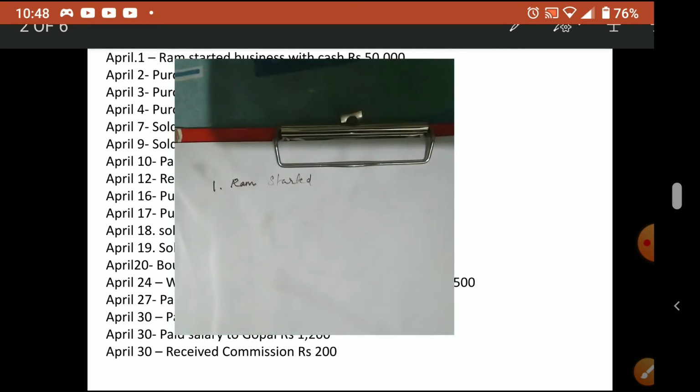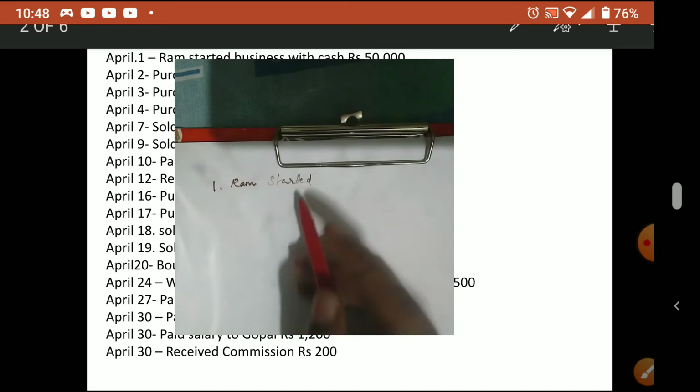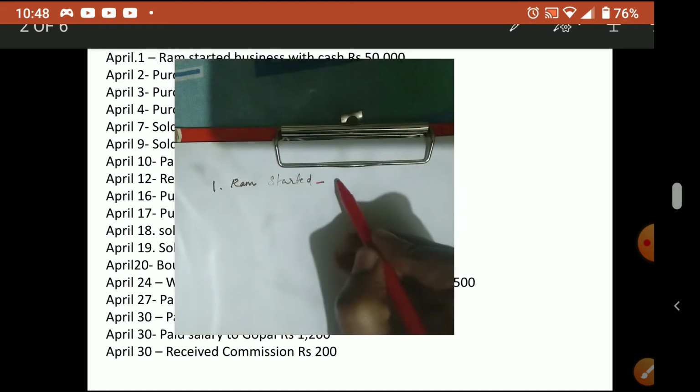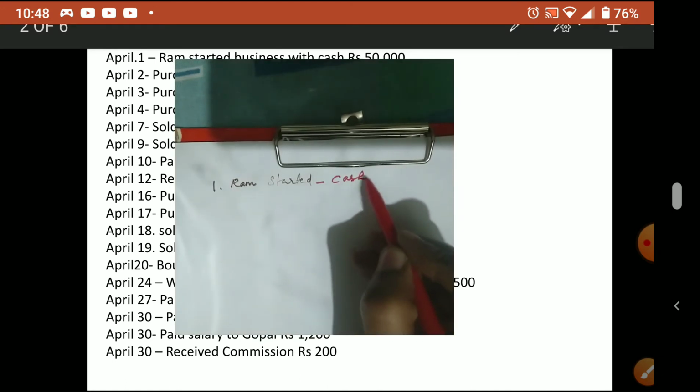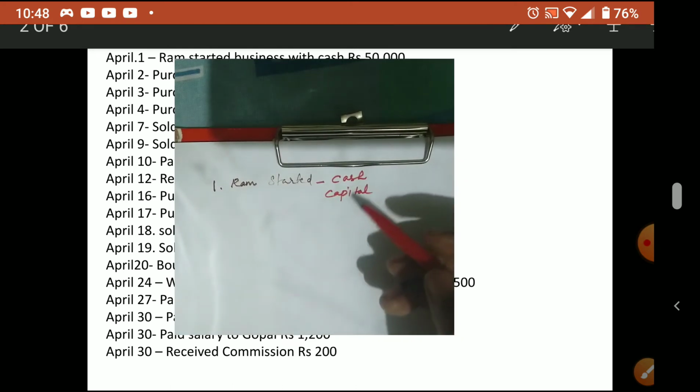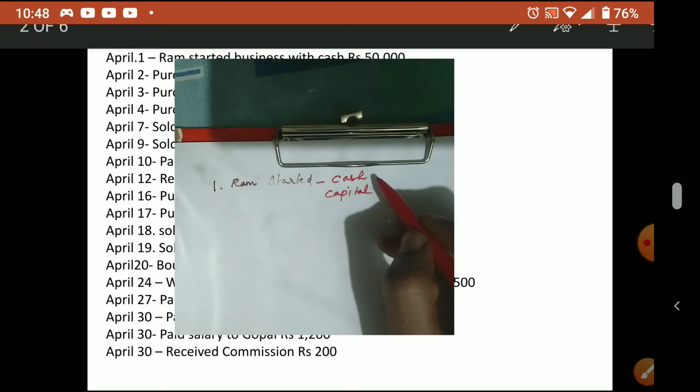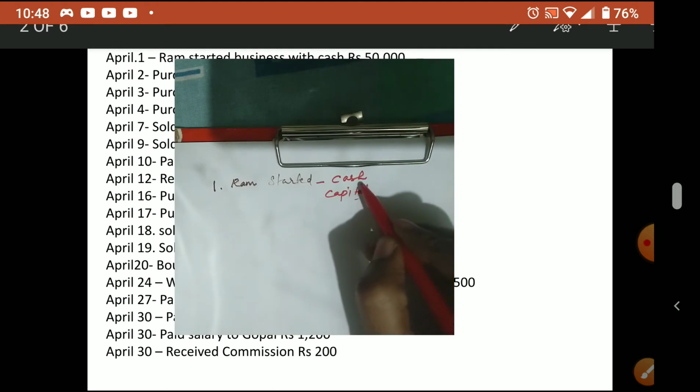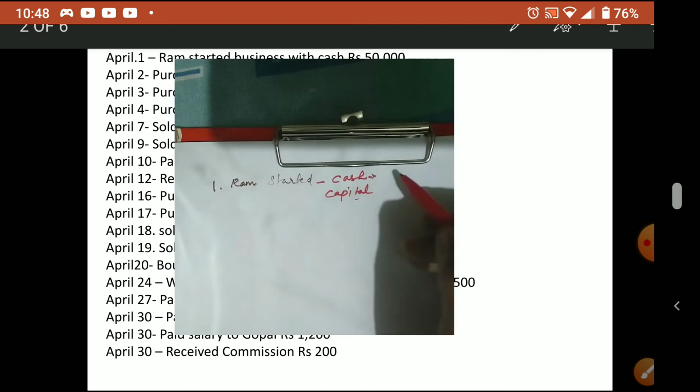The amount involved in the transaction is 50,000. He started business. So what are the things involved here? One aspect is cash, another aspect is capital. Whatever the owner brings at the starting time is called capital, and it is in the form of cash. He can bring goods, building, land, anything. Here he is bringing cash.